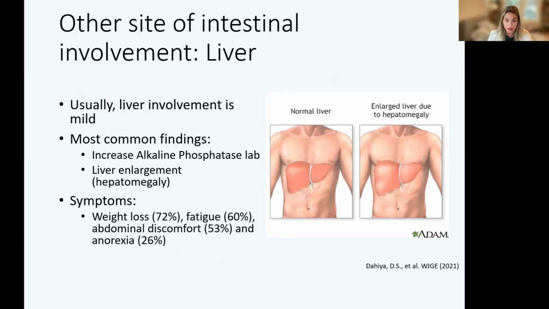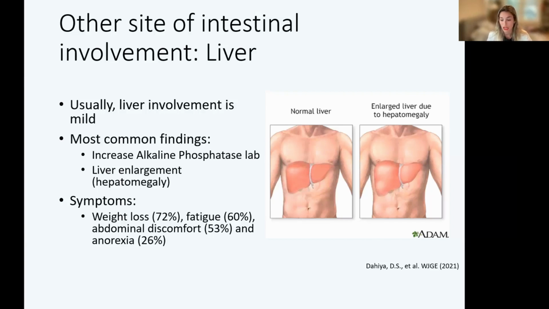The liver is also a potential site for GI involvement. Usually, liver involvement in amyloidosis is mild and it requires a very large deposition of amyloid protein for us to start seeing symptoms or laboratory findings related to this. Most commonly, what we'll see is an increased alkaline phosphatase and a liver enlargement or hepatomegaly. Both of these findings, however, are very nonspecific.